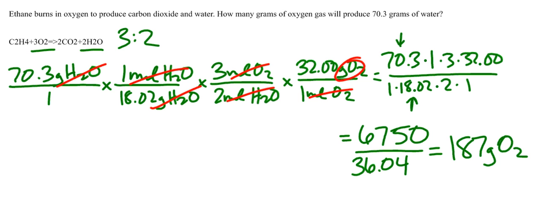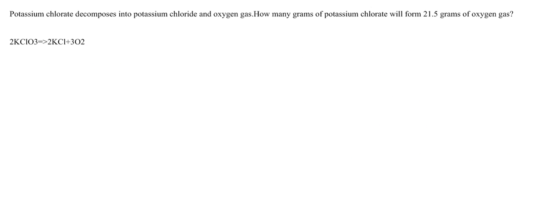So 187 grams of oxygen gas is needed to produce 70.3 grams of water in a combustion reaction of ethane. All right? So we'll look at one more. Last one, potassium chlorate, which is a polyatomic ion that I didn't hold you guys responsible for, but I went ahead and wrote right here. Here's your chlorate ion. Right? So potassium chlorate decomposes into potassium chloride and oxygen gas.